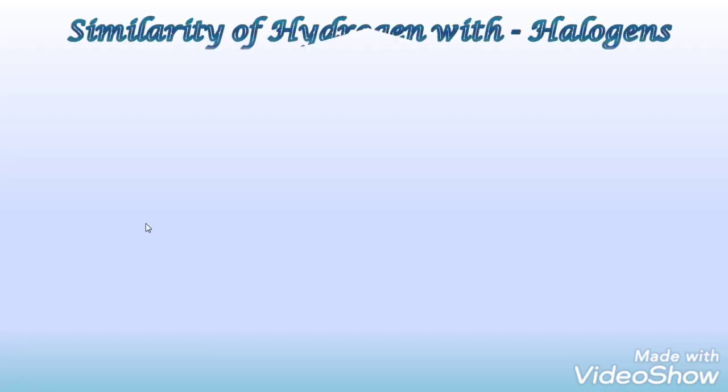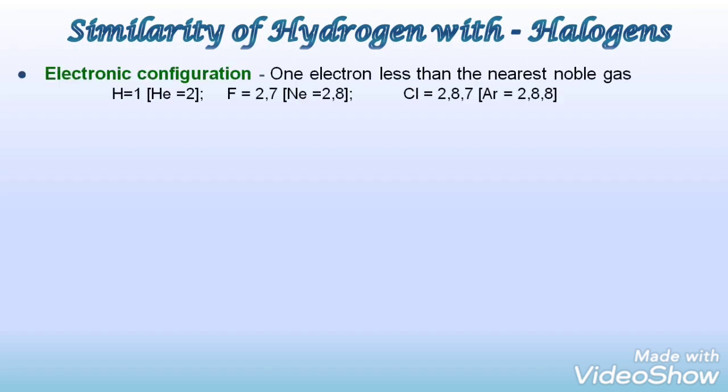Now hydrogen has similarity with halogens. Now how is it similar to halogens? We will study. The electronic configuration of hydrogen is similar to that of halogens. It has one electron less than the nearest noble gas. We have this with the examples: hydrogen with electronic configuration 1, helium with 2. So it has one electron less than the nearest noble gas, helium.